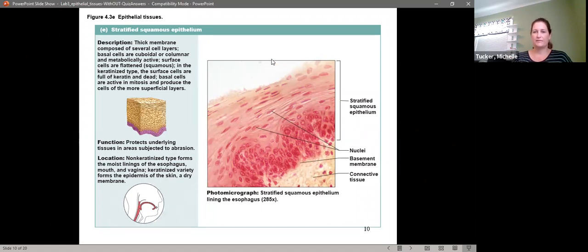So when you're identifying stratified squamous epithelium, you'll notice it's highly cellular, many cells. These cells start off with nice round nuclei indicating nice healthy cells. And then as the layers progress, they become fewer and farther between them, and they flatten out. So that's how you'll identify a stratified squamous epithelial tissue.